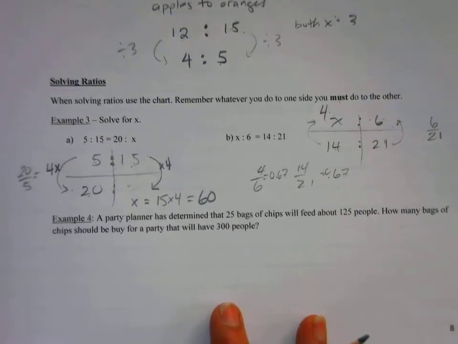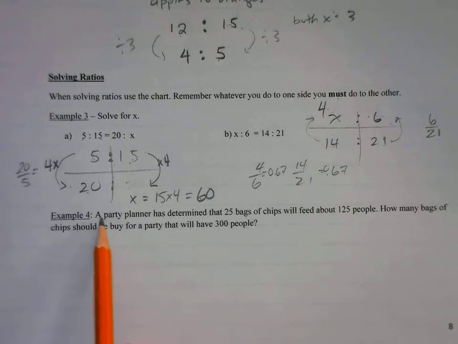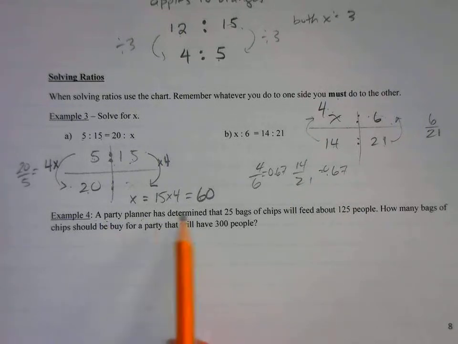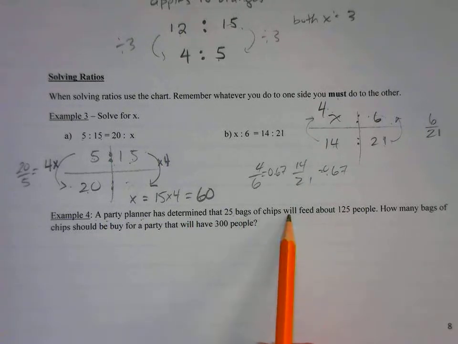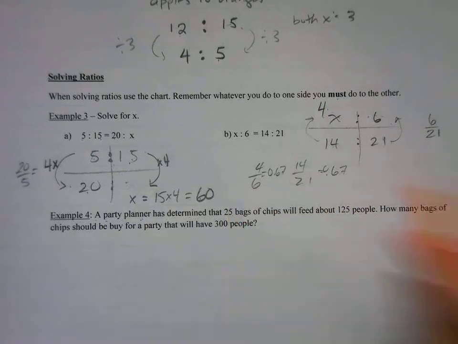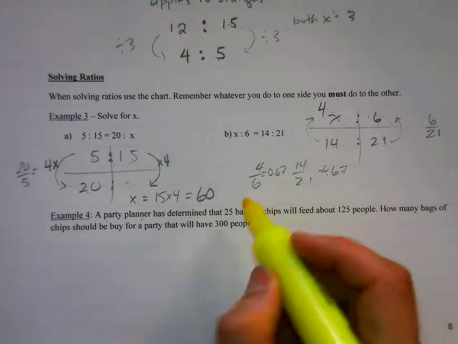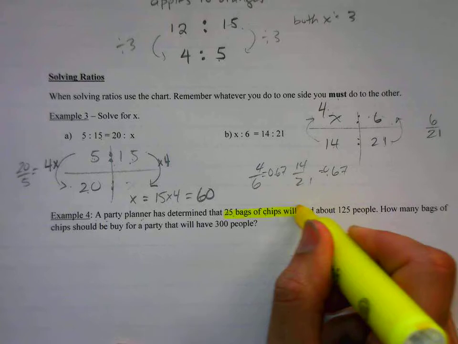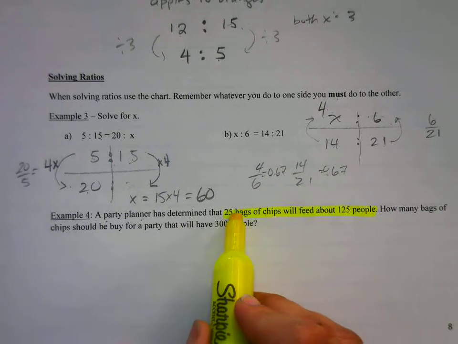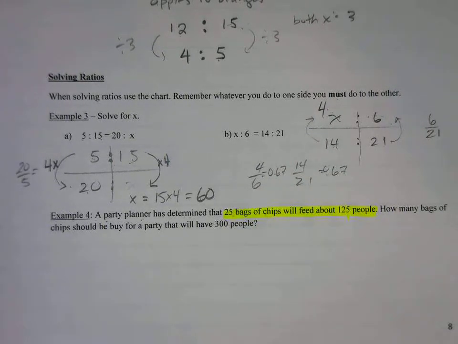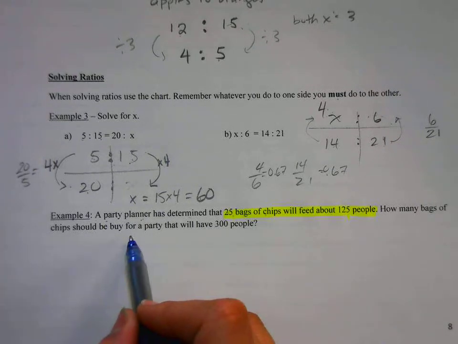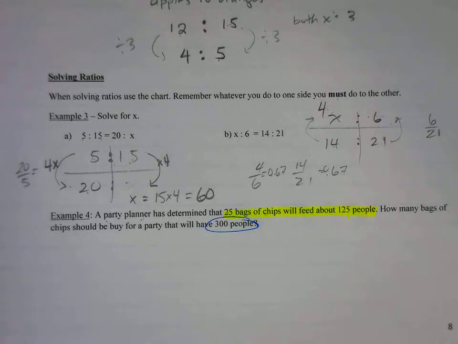And we can use this to solve word problems. A party planner has determined 25 bags of chips will feed about 125 people. So there's our first bit of information. That is actually a ratio: 25 bags of chips and 125 people. They ask us, how many bags of chips should we buy for a party with 300 people? So what we're going to do is make up a chart.